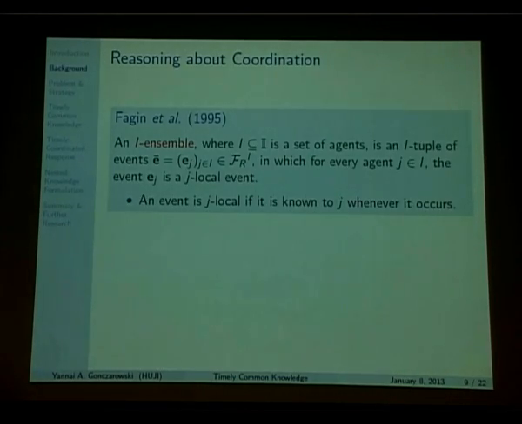A small definition that is not new that I will give. In ensembles, when we think about coordination, we think about many agents reacting at different times, possibly. Fagin et al. defined an ensemble to be a tuple of events, one for each agent. If you're thinking about the car wash problem, it's 3 events, one for L, one for R, and one for D, such that each event is local to the agent. What does it mean? An event that is local to D means that D knows it whenever it happens. It is an event that is determined solely by the local state of D.